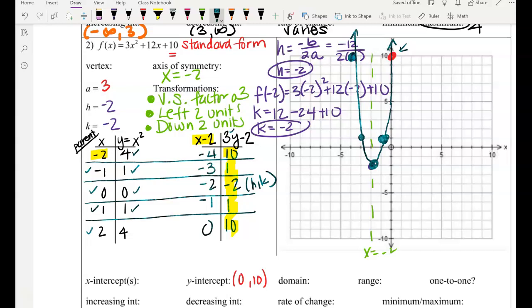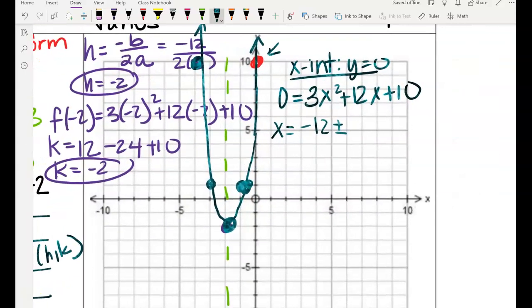All right, x-intercept. Let's find it manually. X-int, students, is going to be when y equals 0. So 0 equals 3x squared plus 12x plus 10. This one doesn't look like it is factorable, so we are going to use the quadratic formula. Negative b is going to be negative 12 plus or minus. We are going to zoom in really quickly.